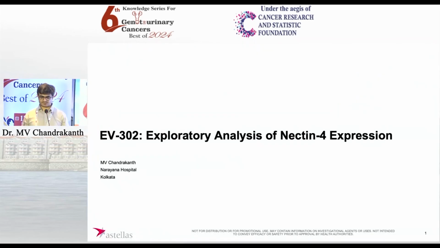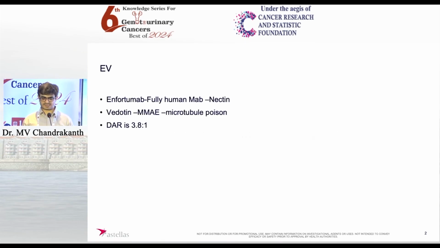So I will take you in 5 minutes through EV302. What happens if there is Nectin-4 expression in a urothelial carcinoma? We all know what Enfortumab Vedotin is. Enfortumab is a fully human monoclonal antibody against nectin. Nectin is a cell adhesion molecule that is expressed in bladder. And Vedotin is MMAE, monomethyl auristatin E, which is a microtubule poison. And the drug antibody ratio, the payload, is 3.8.